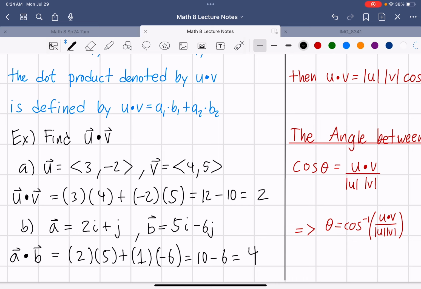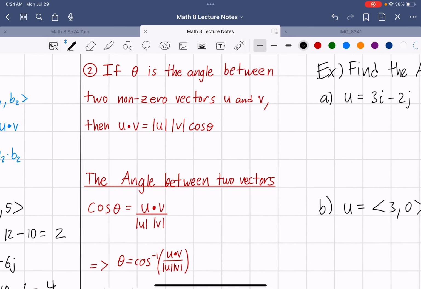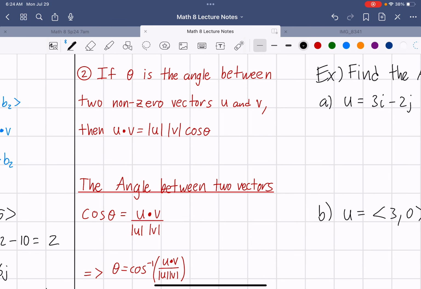Now we need to know how to do this version of the dot product because this is what's going to help us find what we're going to look at next, and that is the angle between two non-zero vectors. Saying a non-zero vector just implies that the vector has some length to it, because a zero vector has no length. It's like the number 0. So it's just kind of a disclaimer.